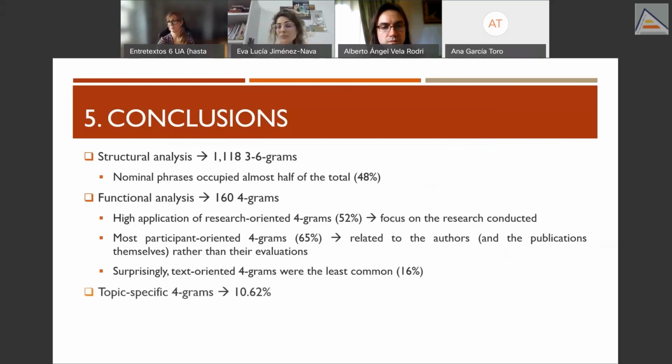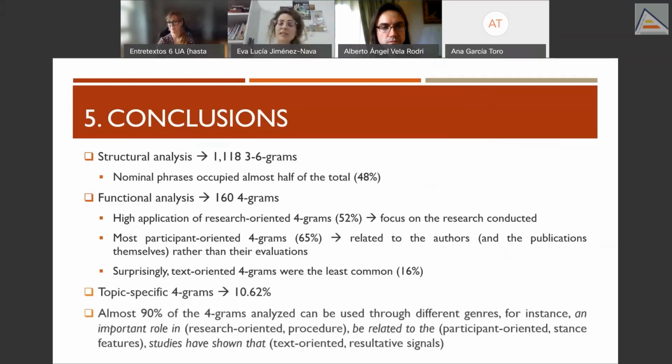Well, I only found 10% of the foregrounds referring to this topic specifically. So I think that the rest, 90% of the foregrounds, could be used in different genres. Some examples are "an important role in," "be related to the," or "studies have shown that."